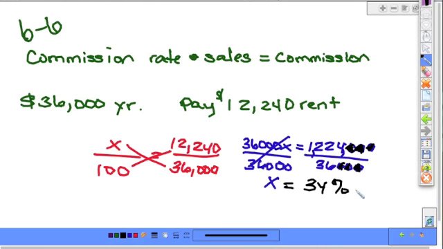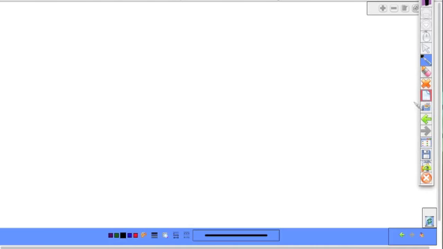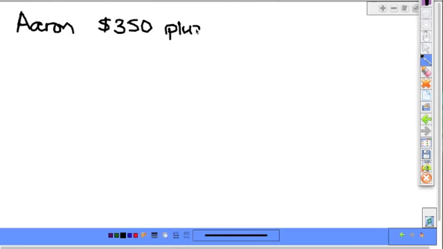So this person is spending 34% of their yearly income on rent alone, not including their other bills, just their rent. All right, let's look at another one. Let's say that we have this person, Aaron. Okay, Aaron has $350 plus 7% commission a week. So this is how much this person makes.